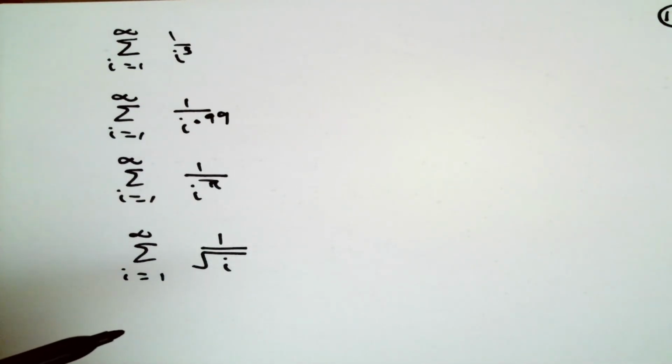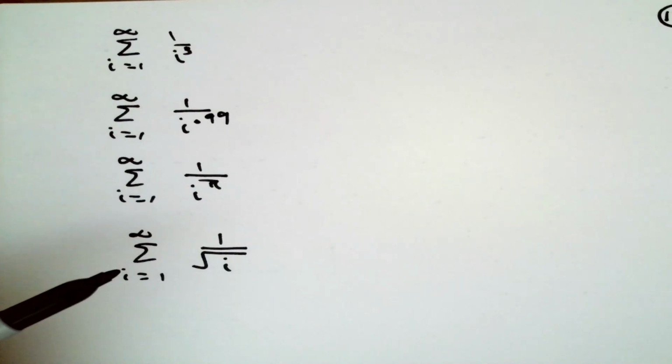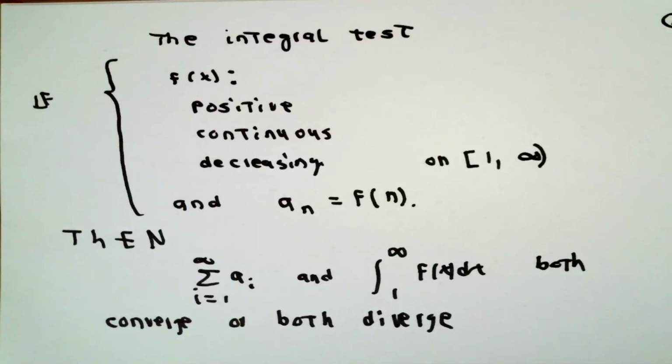This is 1 over the square root of i. That's 1 over i raised to the 1/2 power. This infinite series diverges because it's a p-series with p equal to 1/2, which is less than 1. This is about all I want to say about the integral test. It's sometimes useful in deciding whether a given series converges or diverges.